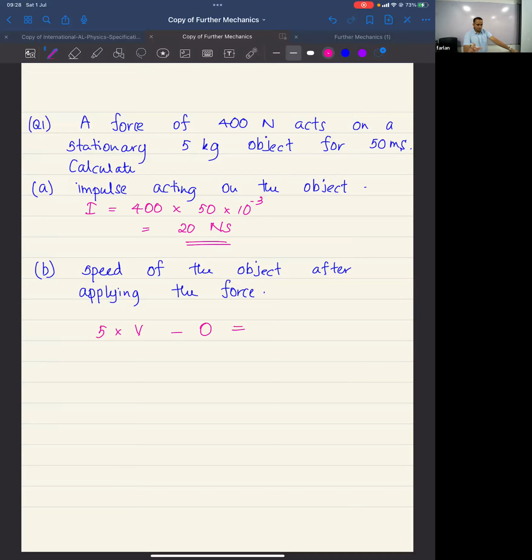So the final momentum minus initial momentum is the change in momentum, which is supposed to be equal to the impulse, and the impulse we have found to be 20. Correct? So 5v minus 0 means 5v. 5v is 20. So v equals 20 divided by 5, 4 meters per second.